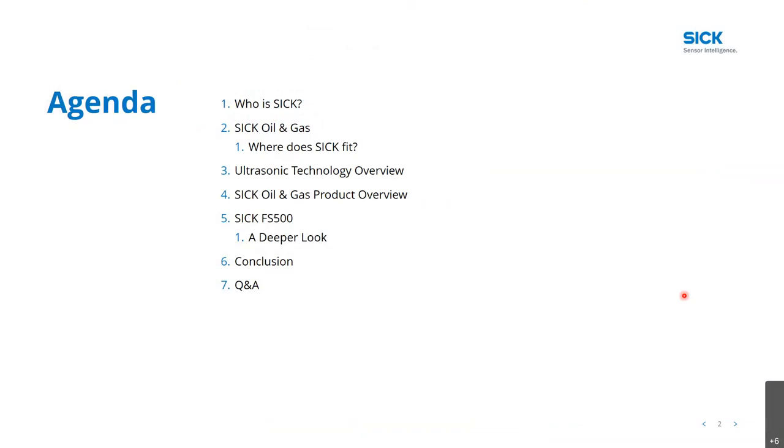We'll take a look at ultrasonic technology overview. How does ultrasonic technology work? We'll take a look at the SIC oil and gas product overview, get you an idea of some products. Then we're going to dive into the FS 500, the FlowSIC 500, which I think is a key product for our industry here in the distribution side of the business. So we'll take a deep look there. We'll follow up with the conclusion, and then we'll hit that Q&A session, and then everybody will be free to go. So go ahead, next slide, Joel, please.